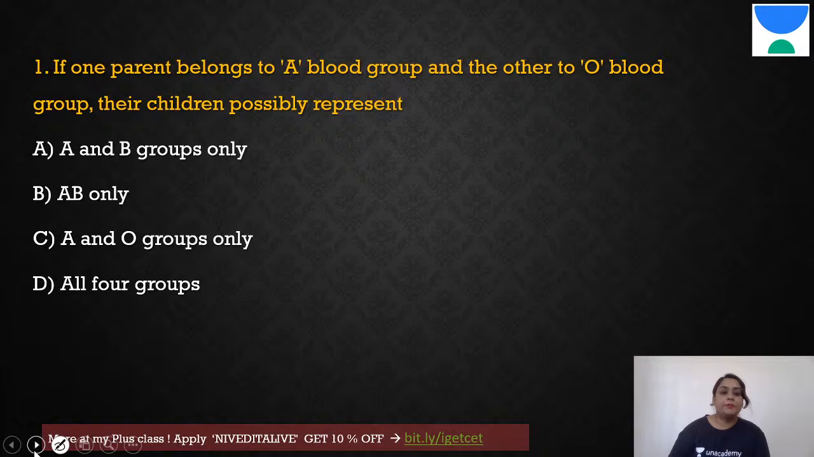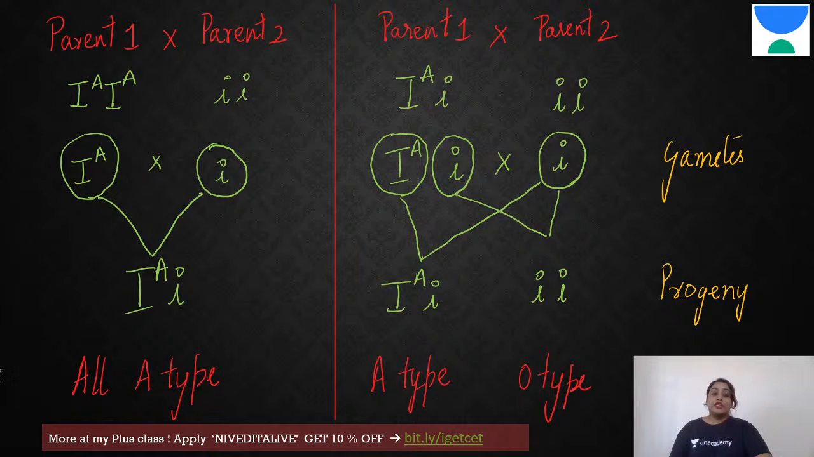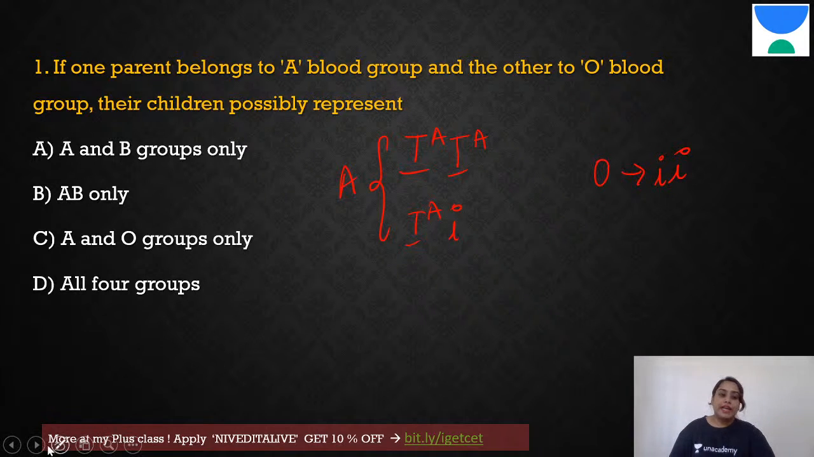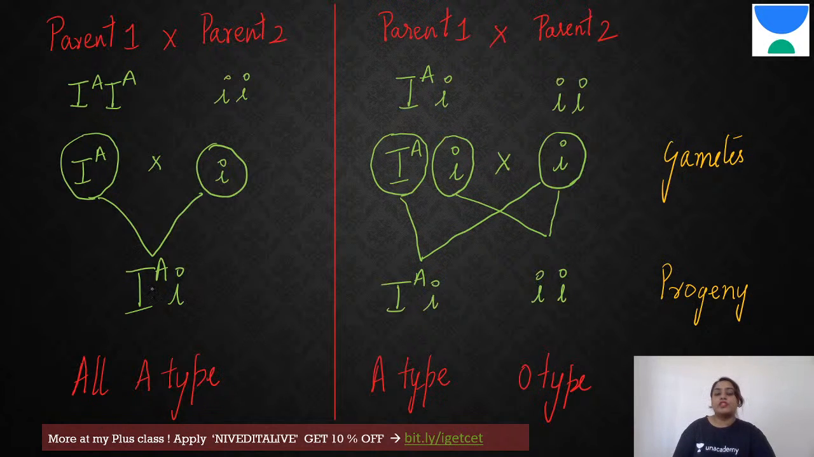Okay, so now there are two possibilities. If the parent has A blood group, the genotype will be this or this. So these are the chances for a parent with A blood group. Similarly, a parent with O blood group will have only one kind of genotype. Now, if you calculate the combinations, you get these results.